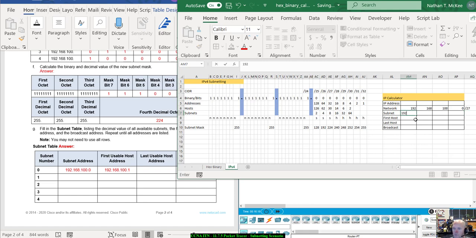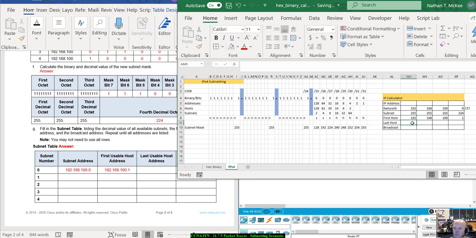All right, so our first usable host address, and I'm going to leave all those the same for now. Actually, 255.255.255.224. I always like to calculate on my fingers to make sure I'm right. All right, 192.168.100.1.